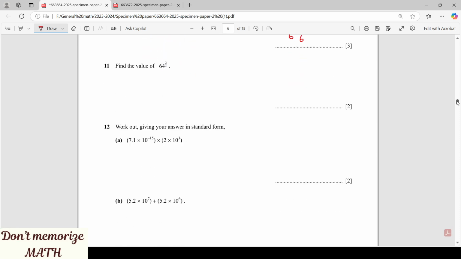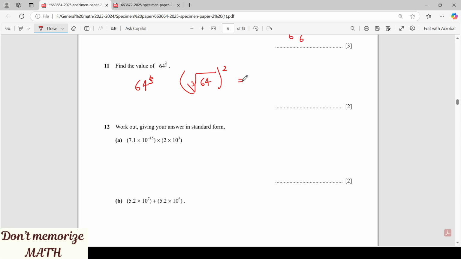Then moving to the next question, find the value of 64 raised to 2 over 3. Always remember, whatever we have in the denominator will come inside the root. 3 is the denominator, so 3 will come inside the root, so you get the cube root of 64. The numerator, whether square or cube or whatever, you can put directly above like this. Always keep in mind the denominator comes inside the root.